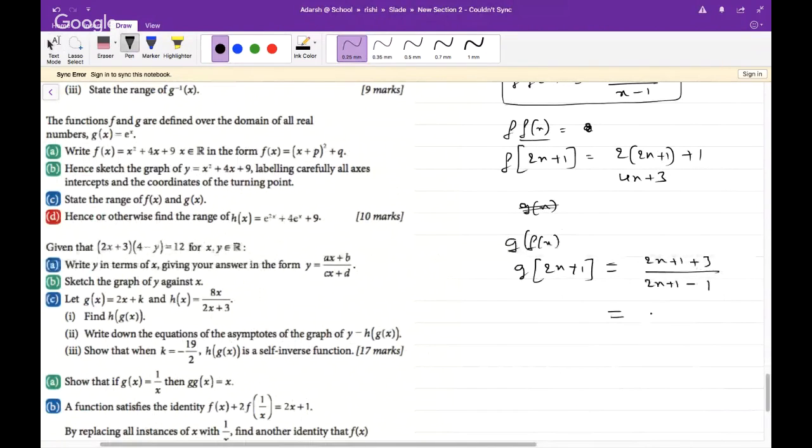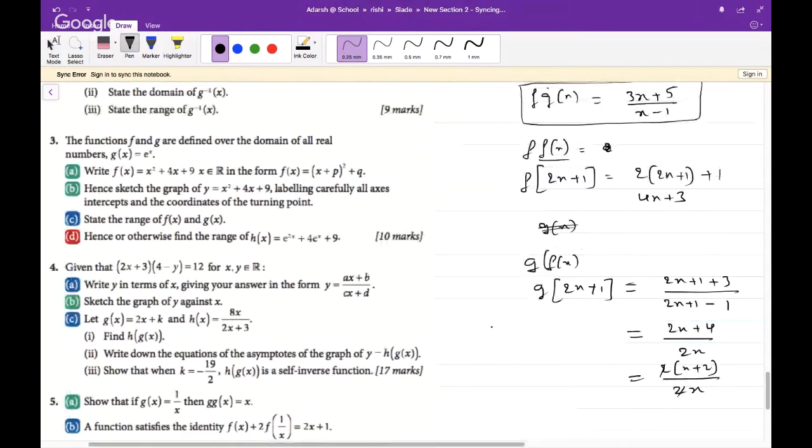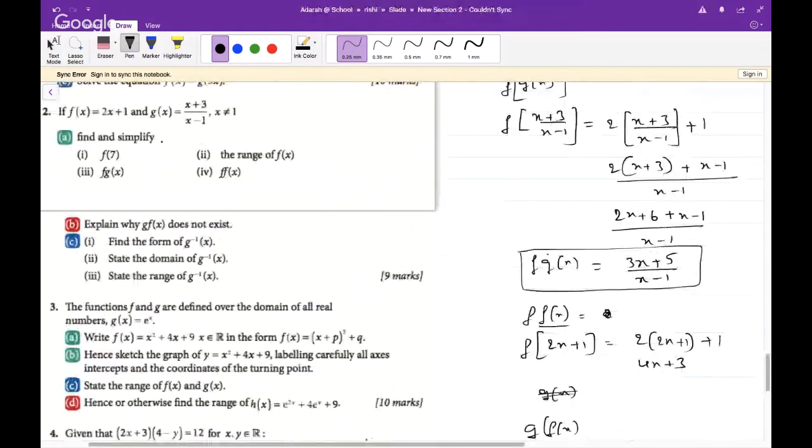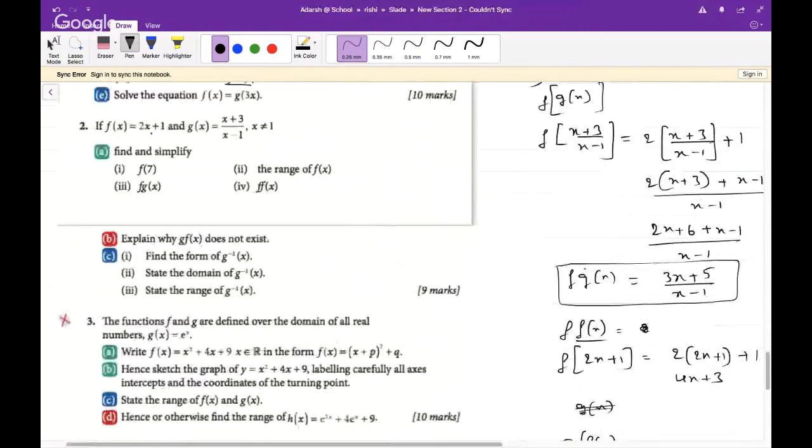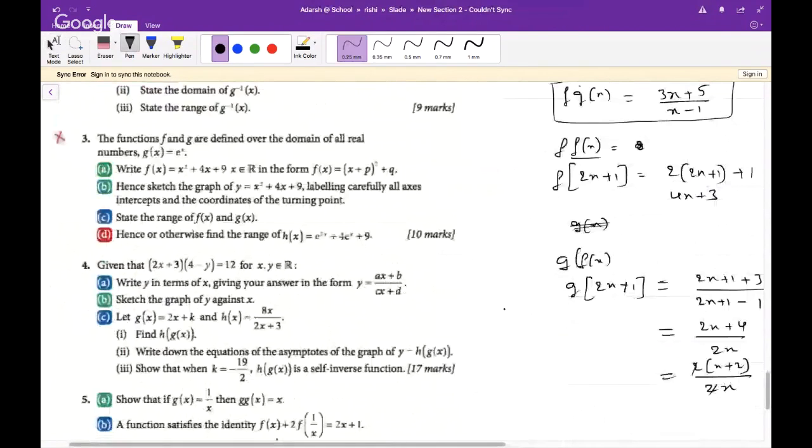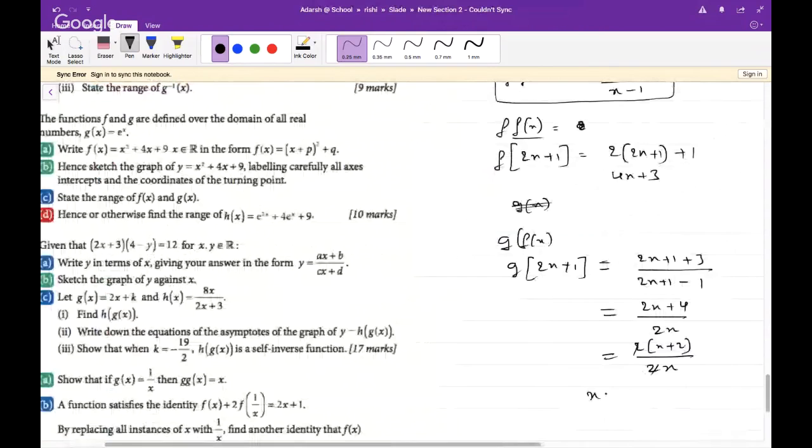So this can become 2x plus 4 whole thing divided by 2x. So if you take out this 2 common, you have x plus 2 divided by 2x. So 2 gets cancelled. Now in f of x function, the function of x can take any value. So therefore, if x takes the value of 0, g of f of x will be infinity. So that doesn't exist. Therefore, g of f of x does not exist.